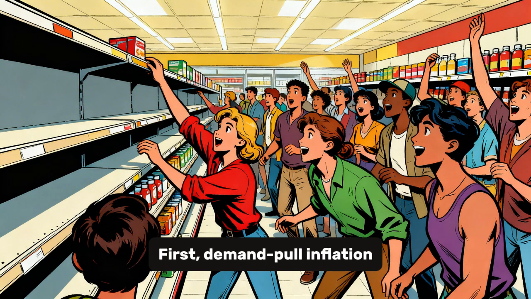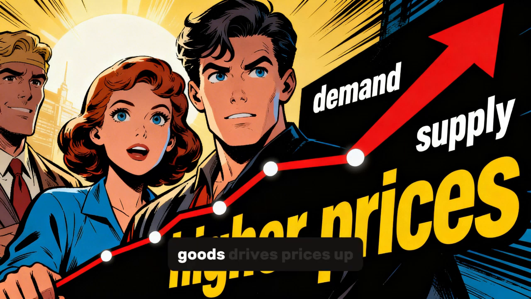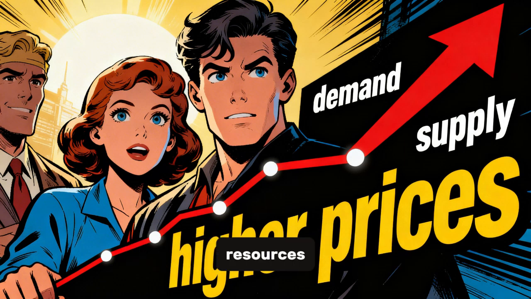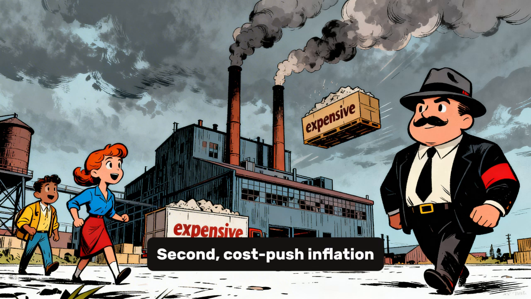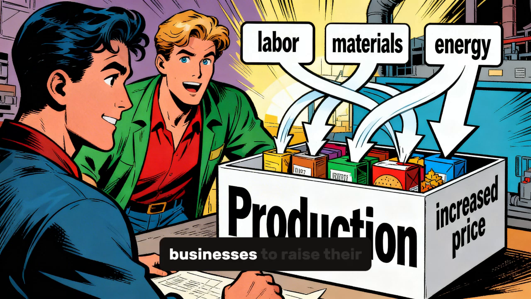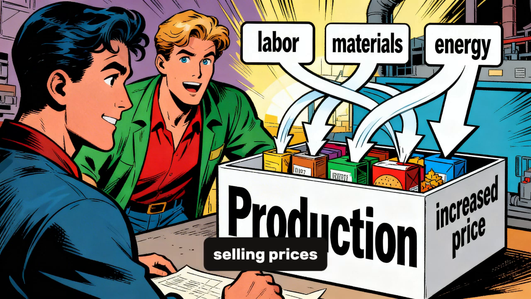First, demand pull inflation. This occurs when the total demand for goods and services outstrips the available supply. Too much money chasing too few goods drives prices up as consumers compete for limited resources. Second, cost push inflation. This happens when the cost of producing goods and services increases. Higher wages, raw material costs, or energy prices force businesses to raise their selling prices.